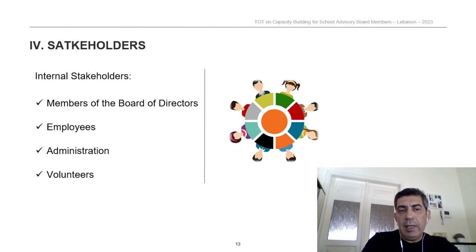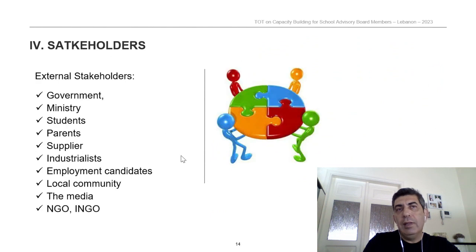Serious stakeholders directly influence the TVET environment and vice versa. Internal stakeholders include members of the board of directors, employees, administrations, and volunteers, while external stakeholders include the government, ministry, students, parents, suppliers, industrialists, employment candidates, the local community, the media, and so on.